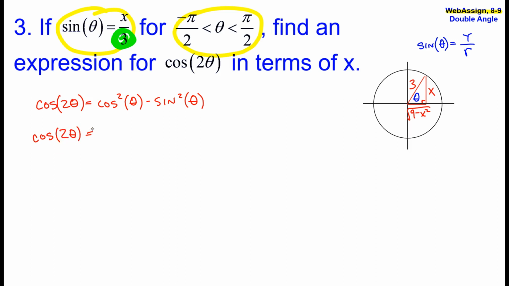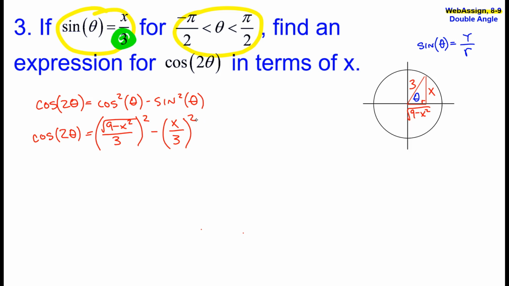The cosine of theta is, well, that's going to be the adjacent leg over the hypotenuse. So that's going to be the square root of 9 minus x squared divided by 3. That's the cosine of theta. I have to square that. Then I have to subtract the sine of theta. Well, the sine of theta we were given is x over 3. And I have to square that.